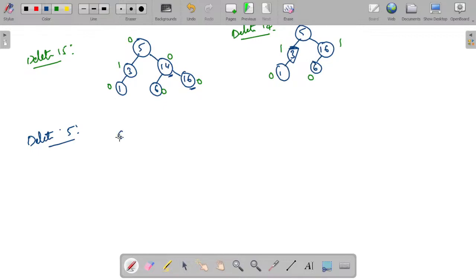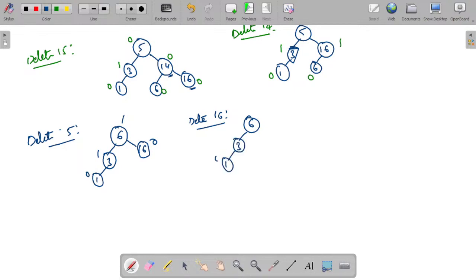So 6 goes up, 16 stays here, 3 and 1. So balance factors 0, 0, 1, and for this it is 2 minus 1, which is 1. Now let me delete 16. After deleting 16, 6 stays there, 3 and 1.